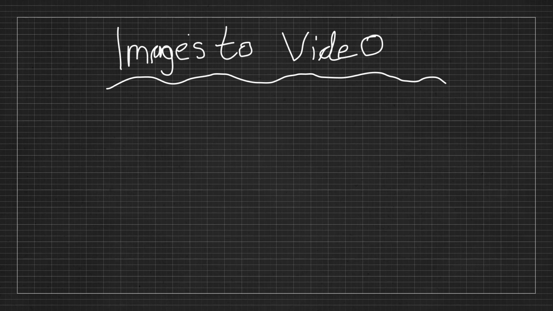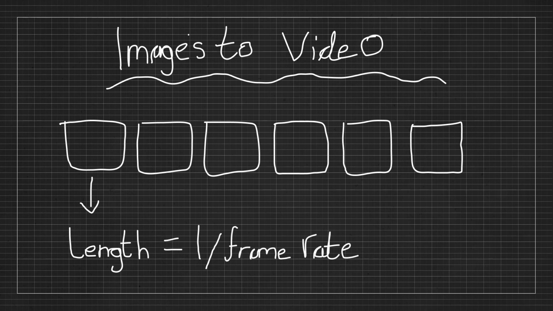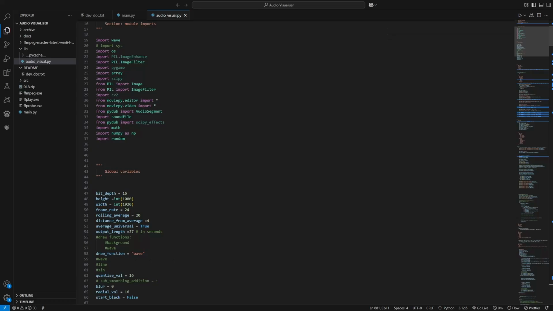Now we have all of these images, the final thing we need to do is join them all together into a video. To do this, the only piece of information we need is how long we want each frame to be. In this case, as each image is a frame, we just do 1 second divided by the frame rate, so it will give you 1/24, or 24 frames a second. And finally, we can add the audio over the top and export this video as an MP4.